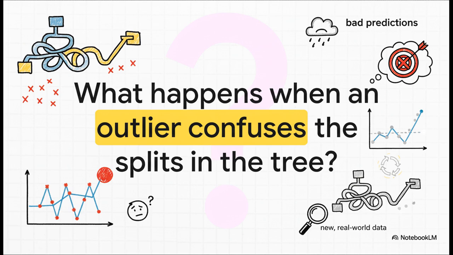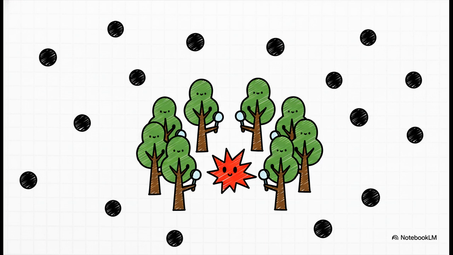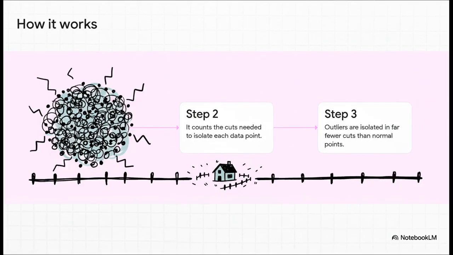So what on earth do we do about that? Well, this is where our hero enters the scene. To fix the decision tree, we need a specialist, an algorithm that's designed for one purpose and one purpose only, hunting down those outliers. Meet the isolation forest. It is a really clever and surprisingly efficient machine learning method that's built specifically to identify and isolate these troublesome data points. Its strategy is so simple, it's brilliant. Instead of trying to figure out what normal data looks like, it just focuses on how easy it is to separate or isolate a single data point from all the others. Think about it like this.